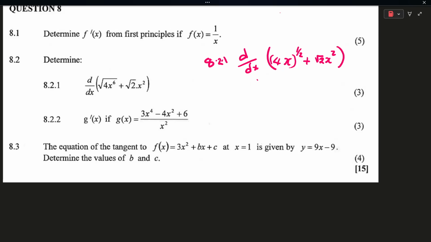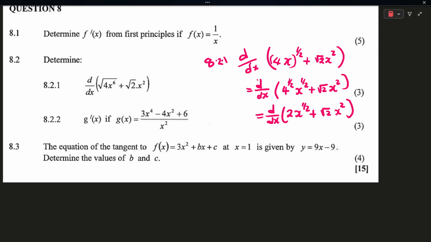And then this is d over dx. What is this? It will be 4 to the power of 1 over 2, x to the power of 1 over 2, plus root 2 x squared. Now, this is the same as what, learners? This is the same as 2, because 4 to the power of half is 2, x to the power of 1 over 2, plus root 2x to the power of 2.